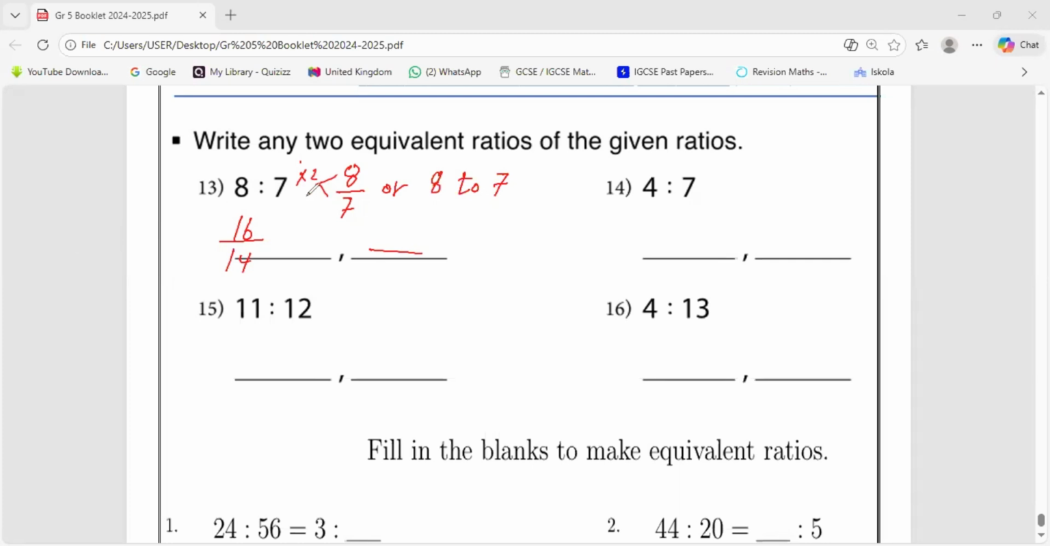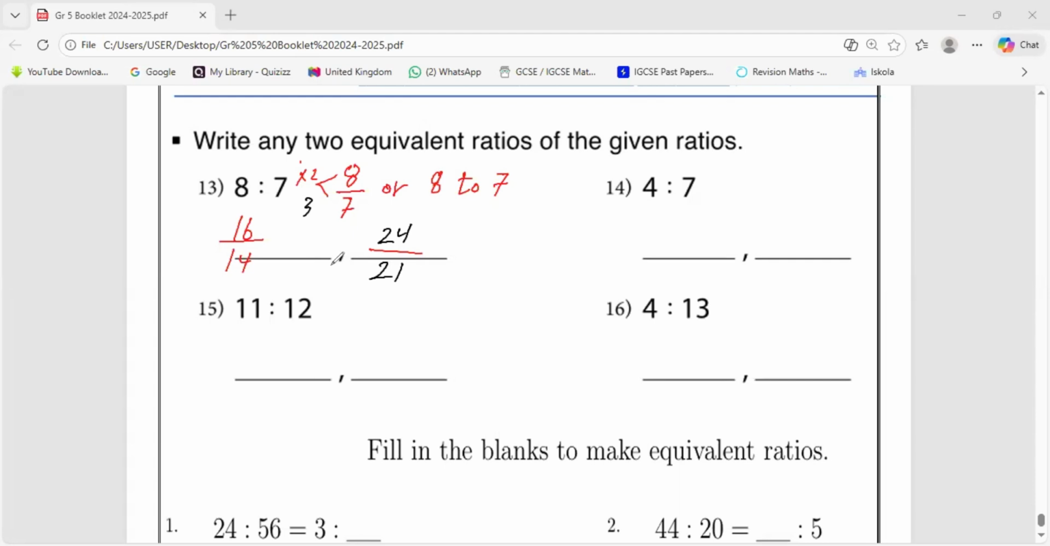We can multiply by 3. 8 multiplied by 3 is 24. 7 multiplied by 3 is 21, and so on. We can multiply by any number except 0, because 0 gives 0. You can multiply by any other number.